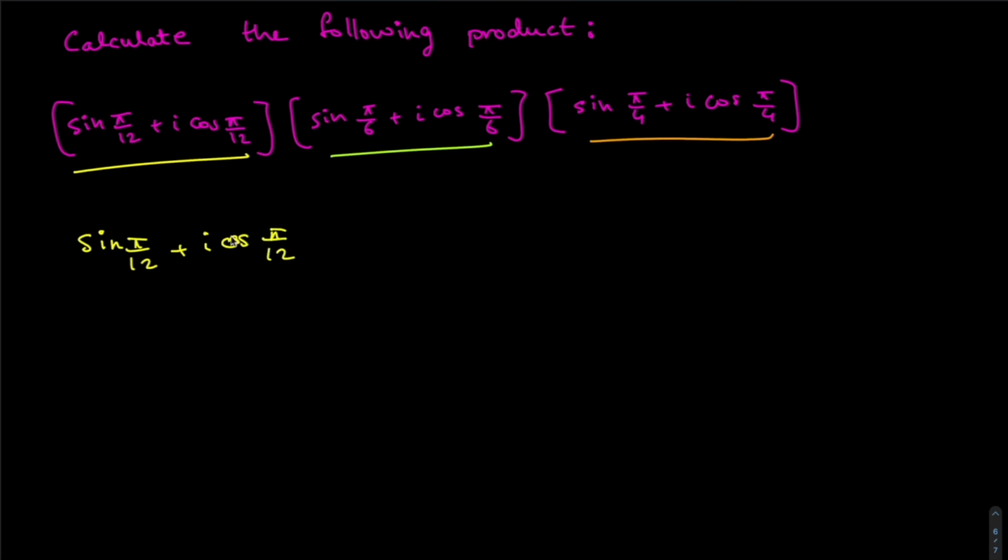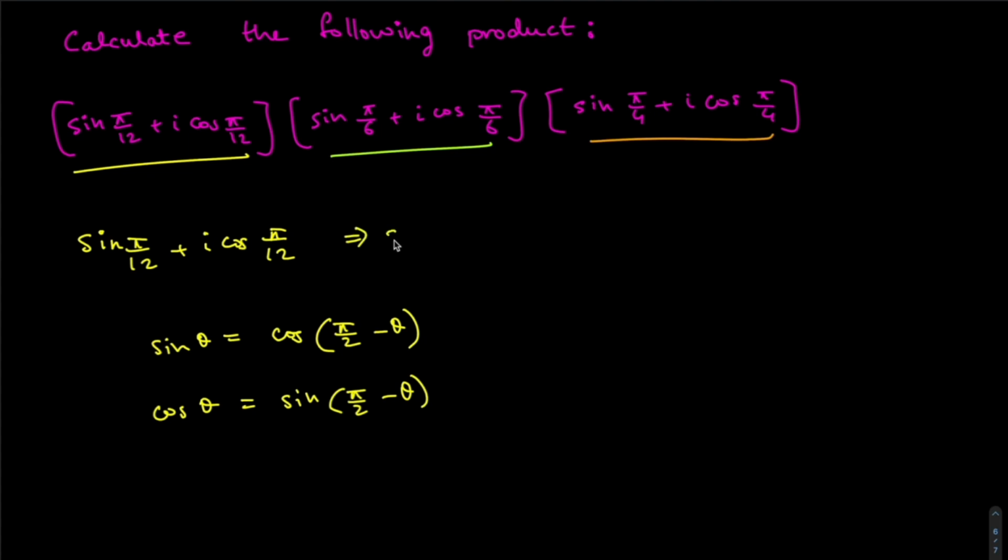Now, how do I convert this? And the convenient thing is that both angles are the same. So if you remember the property, sine theta is equal to cosine of pi by 2 minus theta, or cosine theta is equal to sine of pi by 2 minus theta. I'm going to use this identity in every single one of them. So if I use the identity, what do I have? My sine will turn into cosine, and it'll be pi by 2 minus pi by 12, plus i sine pi by 2 minus pi by 12.